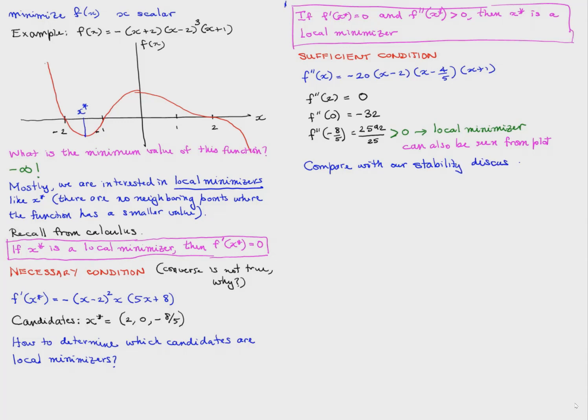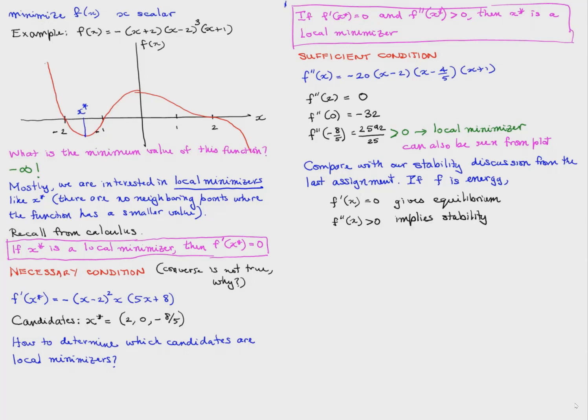So let's compare this discussion with our discussion on stability from the last assignment. So if f is energy, then f prime of x equals 0, we recall, gives equilibrium. And f double prime of x greater than 0 implies stability. So all this discussion says that a stable equilibrium point is a local minimizer of energy.